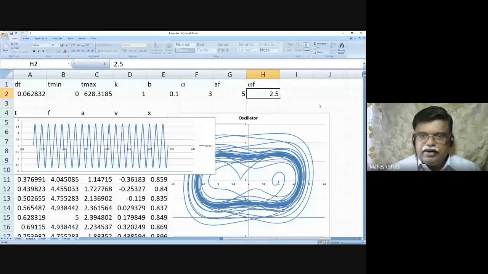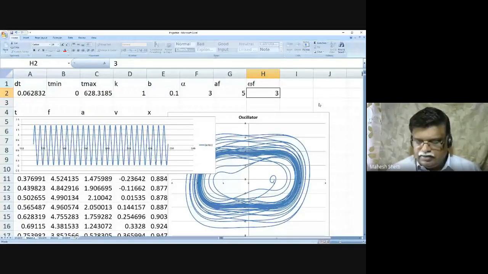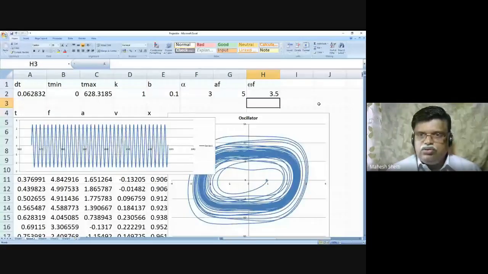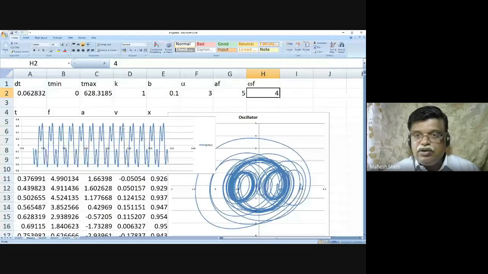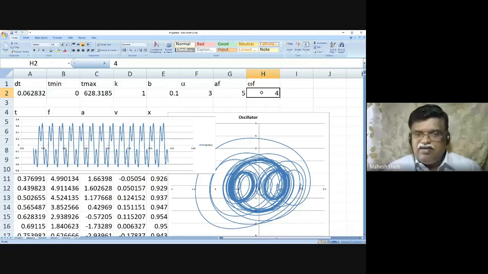Well, it is not excited. I make it 3, still not excited. 3.5, okay, not excited. I'm keeping alpha, okay. So the moment I make it 4, you see that it is highly excited. So there are certain frequencies, and in Python coding one can slowly sweep, go on increasing the frequency, and see where the higher frequency oscillations start getting excited.